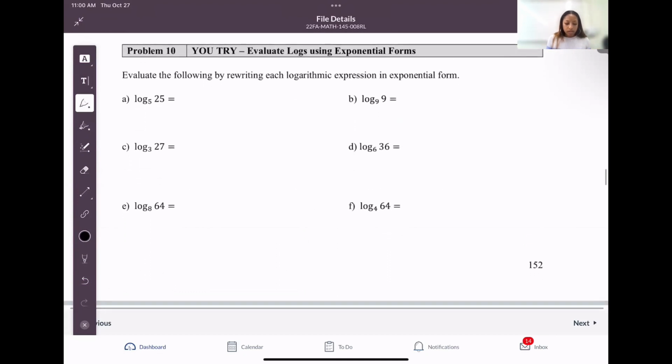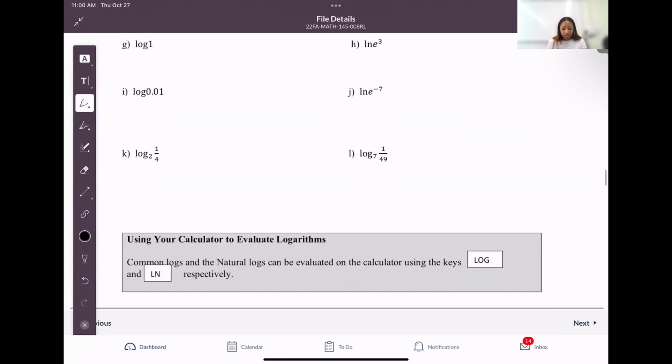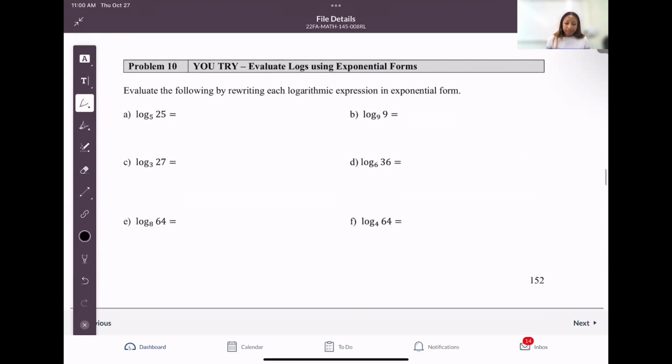And then I want us to jump into problem 10 where we're practicing evaluating logarithms. It's the same thing again, just not in the table. And there are a bunch of these. That's why I wanted to jump to this problem. All of these are actually really nice ones, done by rewriting in exponential form and using what we know about powers.